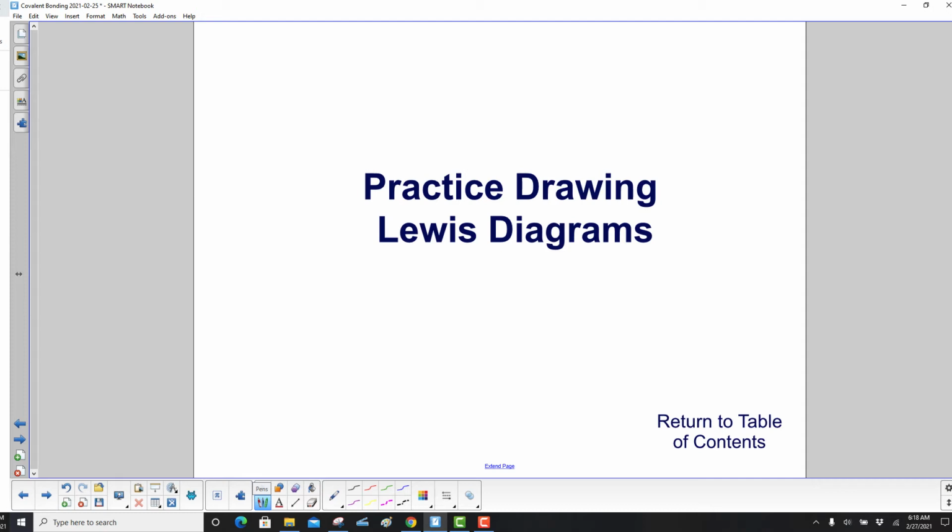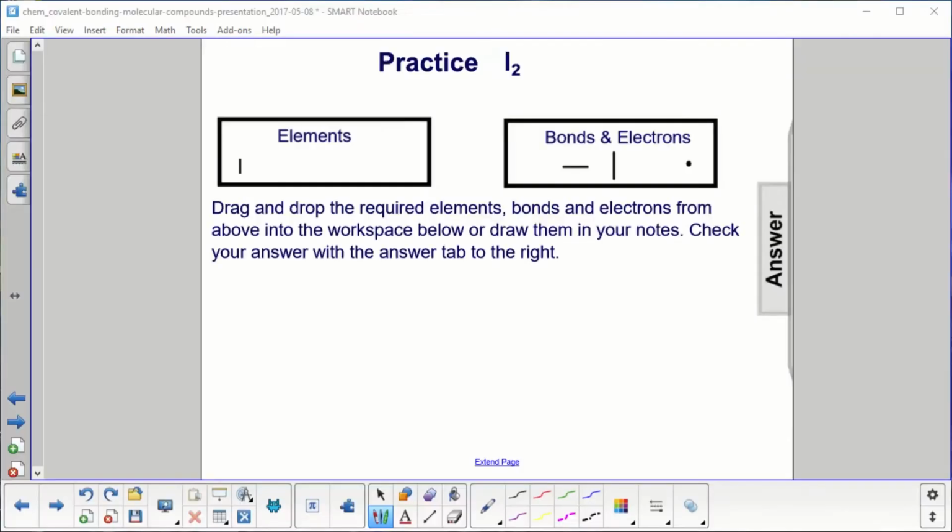Practice drawing Lewis diagrams. Let's practice with iodine, or molecular iodine, or diiodine. We'll just call it iodine here. It's a diatomic molecule, and it's typically found with the two iodines bonded together. So the first step is, what's the total amount of valence electrons? Iodine is in group 17, so each iodine has 7 valence electrons. There are 2 of them, so we have a total of 14.